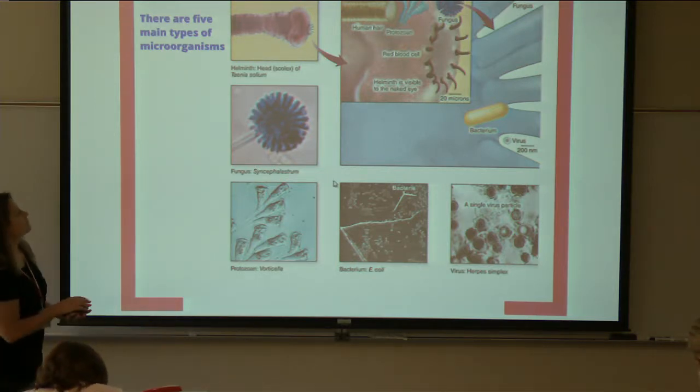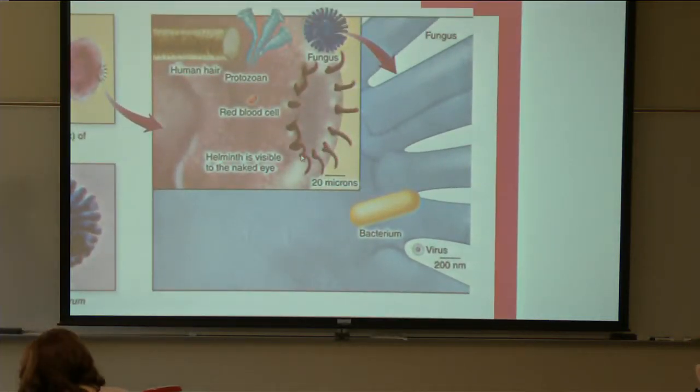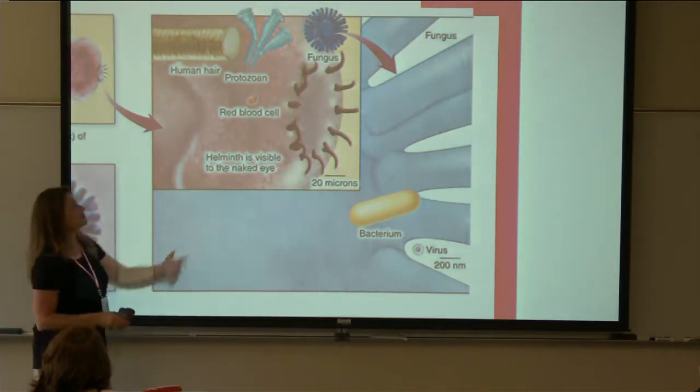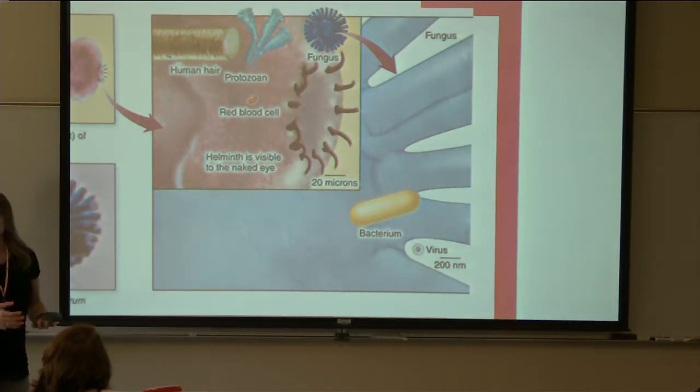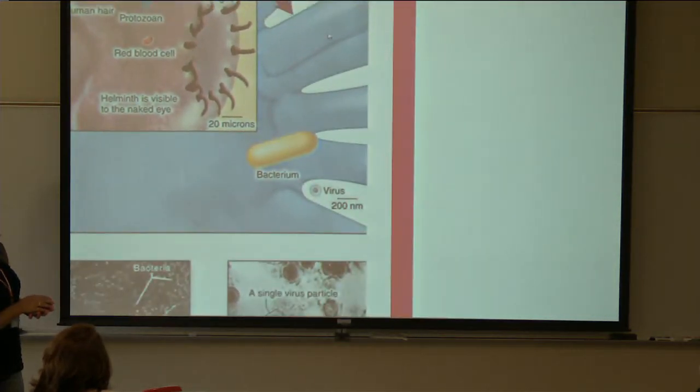And then here, we can just see the size of things. So what we're taking a look at, this gigantic pink thing in the background, here you're looking at the head of that helminth. Okay, so right here, it mentions it's visible to the naked eye, of course. Human hair. Obviously, that's only visible to the naked eye. Protozoan, fungus, red blood cells. We're getting smaller and smaller and smaller. Right here, we can see the fungus, this blue guy in the background, in relationship to a bacteria. And then down here, we can see the size of a virus.